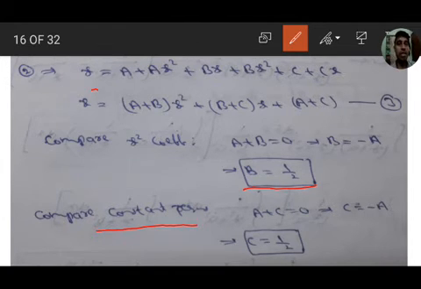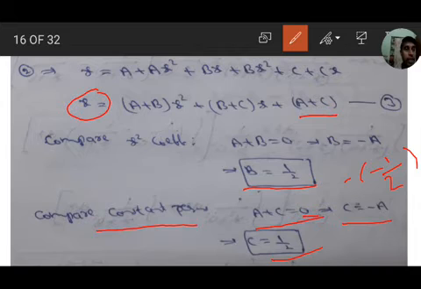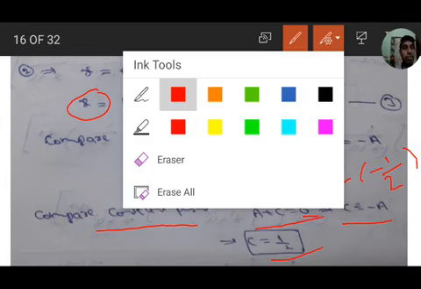Here the constant term on the LHS is 0, and on the RHS it is a plus c. Therefore a plus c equal to 0, c equal to minus a, equal to what? Minus of minus 1 by 2, that is plus 1 by 2, so c equal to 1 by 2. Therefore a value is minus 1 by 2, b equal to 1 by 2, c equal to 1 by 2. Substitute in equation 1.